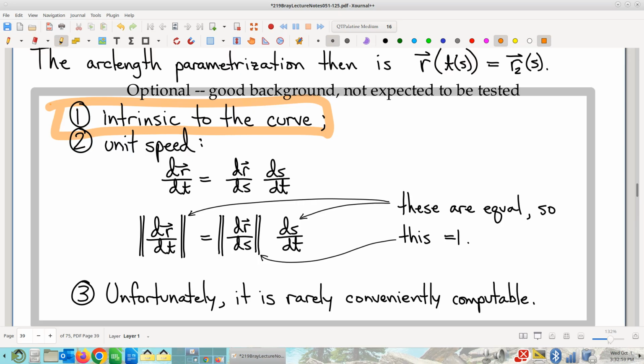It's intrinsic to the curve. It doesn't care about, see how to say this. It's natural, independent of how you choose to think about it. So let me give you an example.